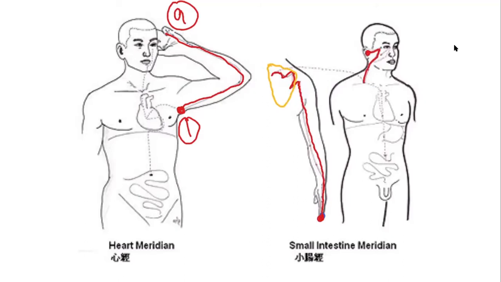So sometimes, we're going to talk about the channel and distal points. But the small intestine channel can treat ear problems too. So the small intestine 1, and this is 19. That's heart and small intestine.